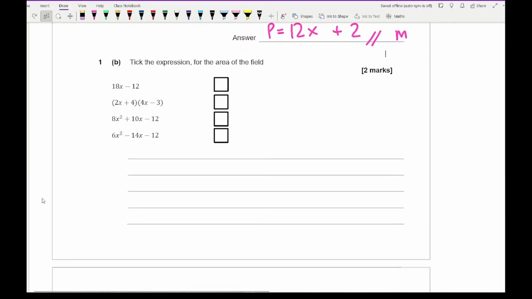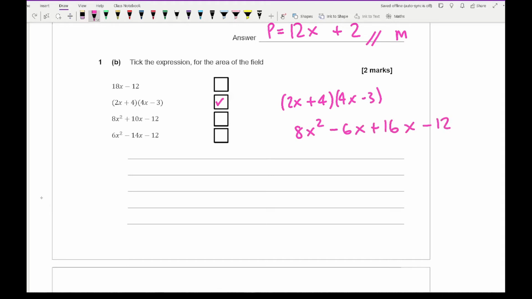Moving on to 1b, it says find an expression for the area of the field. For the area I need to multiply those 2 sides together, so option 2 is definitely a correct answer. Looking at options 3 and 4, clearly they've been expanded. If one of the correct answers is 2x plus 4 times 4x minus 3, if I quickly expand that out, I get 8x squared minus 6x plus 16x minus 12, and that simplifies to give me the third option.